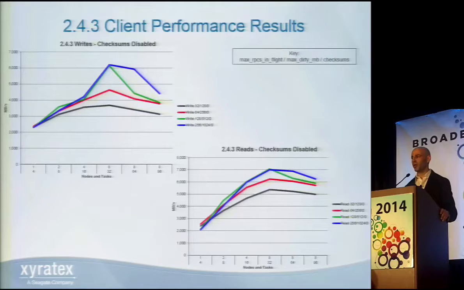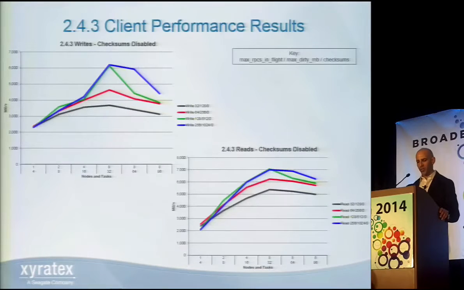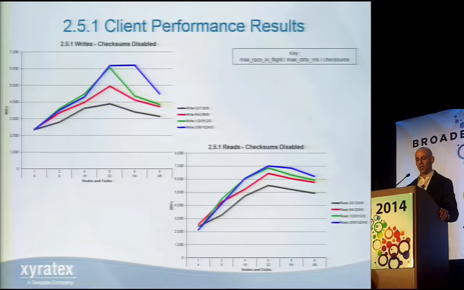Now take note of this curve, and let's look at 2.5.1. 2.5.1 almost followed the same curve on reads. The little bit of difference in performance was a slight improvement at 256 max RPCs in flight. So this is 2.4.3, and we're looking at the blue curve on the top left chart. And you can see there's almost parallel performance, or no performance degradation, when going from 32 threads to 64 threads. So a slight performance improvement on the right, which looks at the 256 max RPCs in flight.